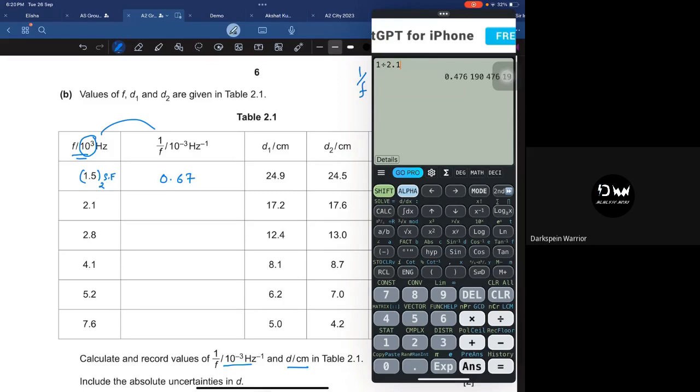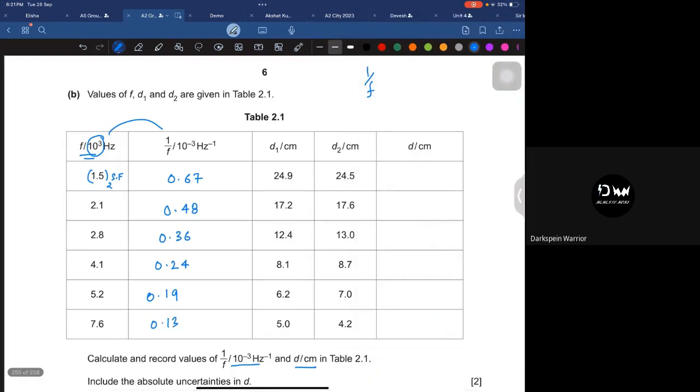1 divided by 2.1, that's 0.48. Then 2.8, that's going to be 0.36. Then you can do 4.1 again, 0.24. Then you got to do 5.2, 0.19, and then you got to do 7.6. That's 0.13. If you have any questions, please let me know here.